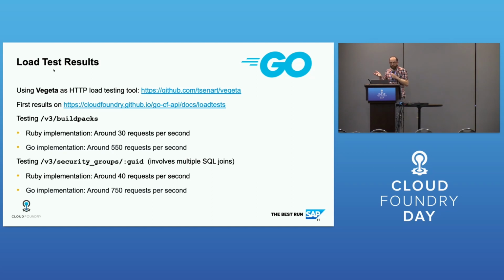For Ruby, we've found that the buildpacks endpoint can handle around 30 requests per second, and in Go, it's 550 requests. For security groups, this is already a bit more complicated because we have multiple SQL joins. Here in Ruby, we had 40 requests per second, and the Go implementation could handle around 750 requests. So this also already looks quite promising.